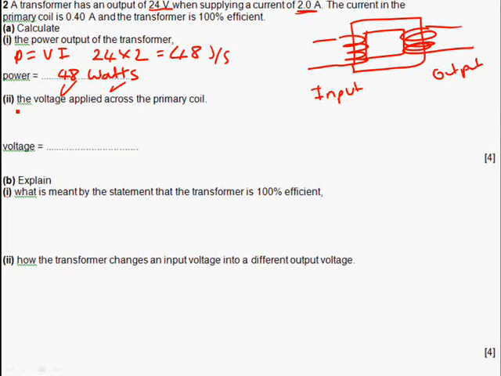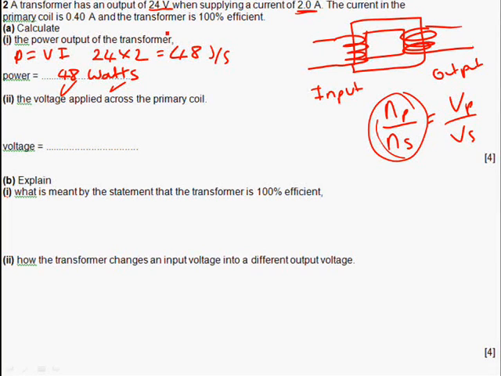Okay, the voltage applied across the primary coil. When you look at this, if you've studied this before, you're probably thinking, the formula for transformers, I remember that. It was number of turns on the primary coil, NP, over number of turns on the secondary coil is equal to voltage at the primary divided by voltage at the secondary. But unfortunately we don't know these numbers here, so we can't use this formula.